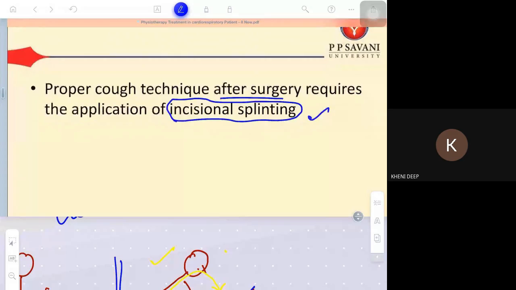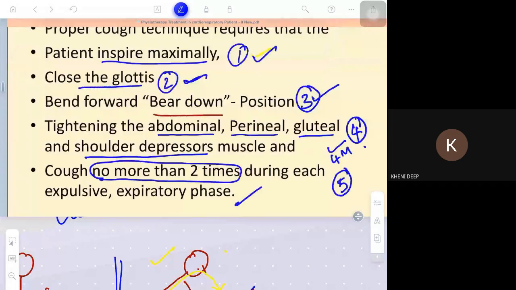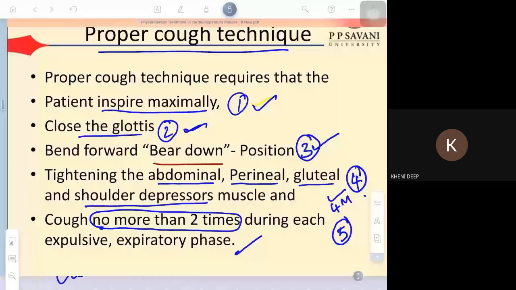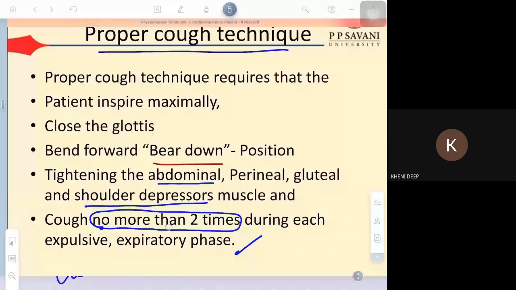Any doubt till now? Yes or no? No, sir. Okay.